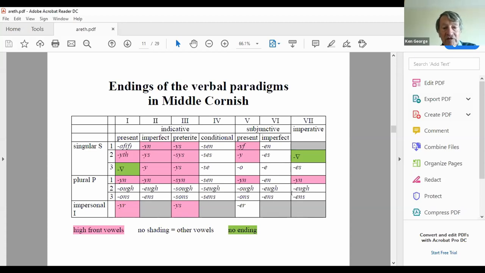I have written them here as they were written in Middle Cornish. And I have divided them here into different groups by colouring. Those which are shaded pink are high front vowels, and they are treated differently in paradigms from other vowels here. And two of them, of course, have no vowel ending at all. Pis, Pris, the third singular. Mia vis is no ending. And also the imperative, Kris them, believe me, there is no ending. So they have to be treated separately. So we have three different categories of endings in these verbal paradigms, and indeed in any verbal paradigm.